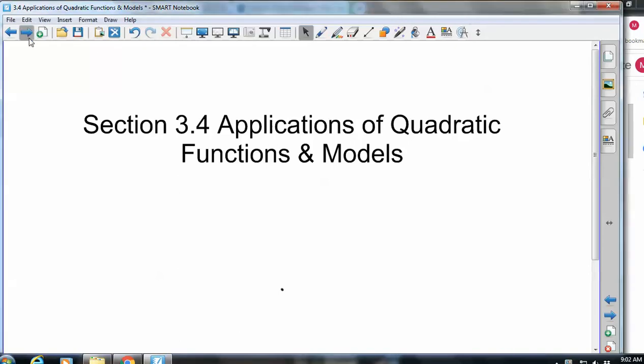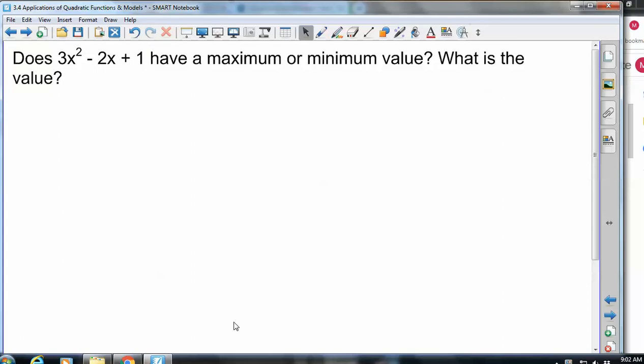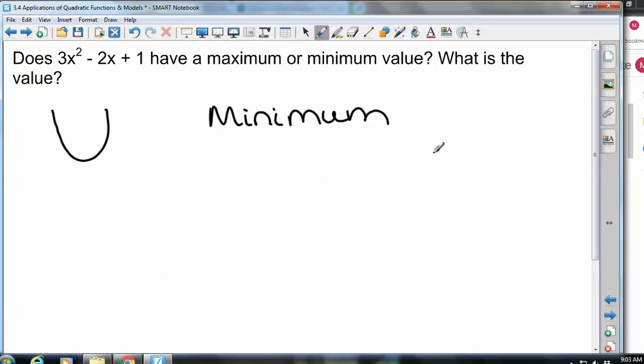So, first question. If I asked you if this quadratic had a maximum or minimum value, how would you tell? This is a positive x squared, which means when you graph it, it's opening upward. So if it's going to open upward, it is a minimum. Good. What is the value? All I want here is the minimum y value, the lowest y value. How do we find that?